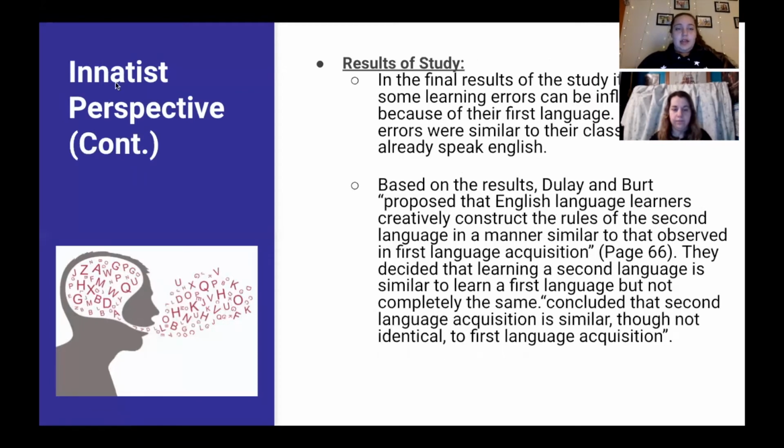So, the innatist perspective result of the study. In the final result of the study, it shows that some learning errors can be influenced by their first language. Most of the errors were similar to their classmates that already speak English. Based on the results, Dulay and Burt proposed that English language learners creatively construct the rules of the second language in a manner similar to that observed in first language acquisition. They decided that learning a second language is similar to learning a first language, but not completely the same. They concluded that second language acquisition is similar, though not identical, to first language acquisition.